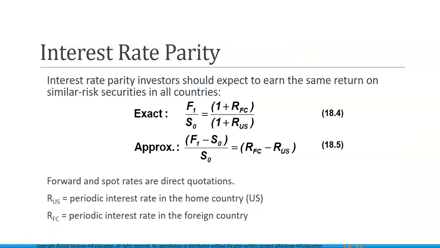This is the interest rate parity. So interest rate parity, investors should expect to earn the same return on similar risk securities in all countries. So our forward and spot rates are direct quotations. The RUS is periodic interest rate in the home country or US, and RFC is periodic interest rate in the foreign country. So we are looking at the difference between the forward and spot rate as related to the relationship between the interest rates of the two countries.